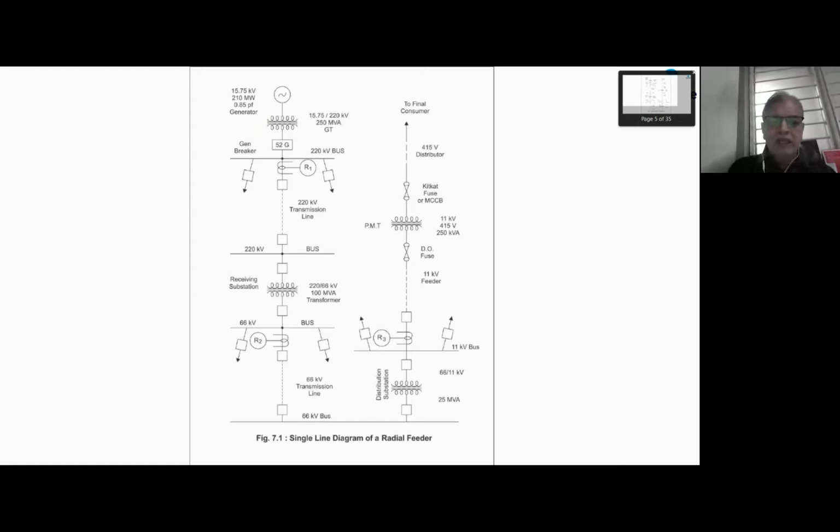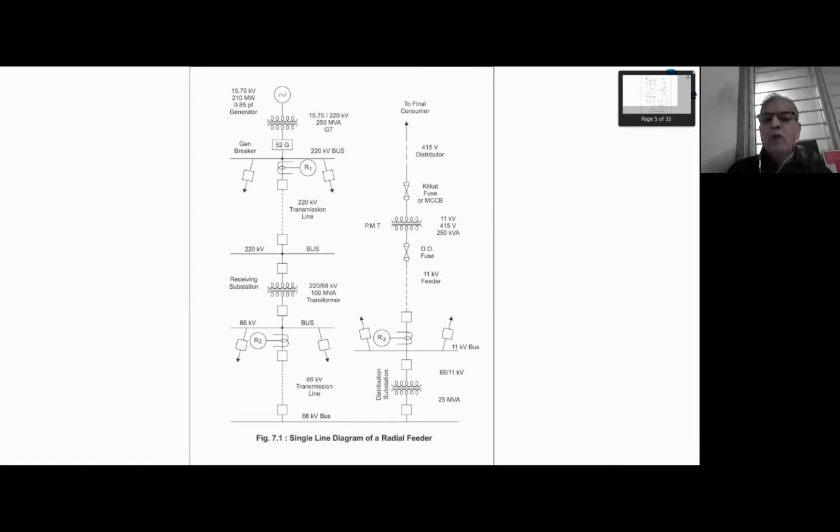Many lines are emanating, and one of the transmission lines is coming to a distribution substation where it is stepped down to 11 kV. 11 kV happens to be the distribution voltage. The 11 kV line terminates on a distribution transformer, or usually we call it PMT, pole mounted transformer. The voltage is stepped down to 415 volt and then fed to the final consumer. I mean a very primitive, simple radial feeder. So we'll first see as to how such a radial system is protected.